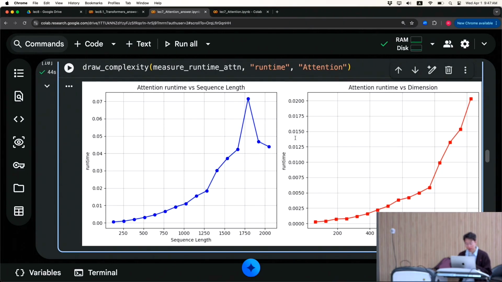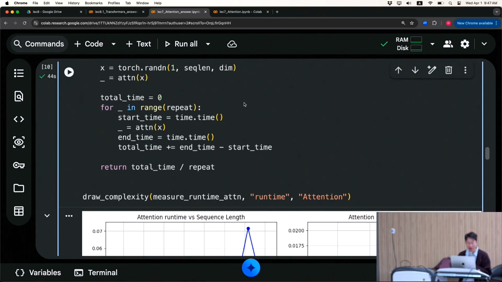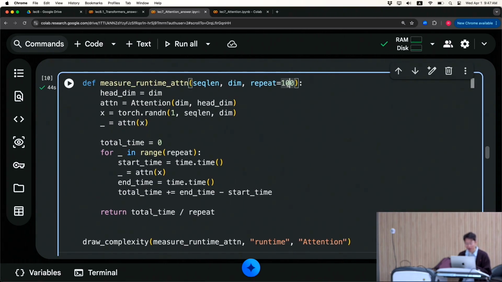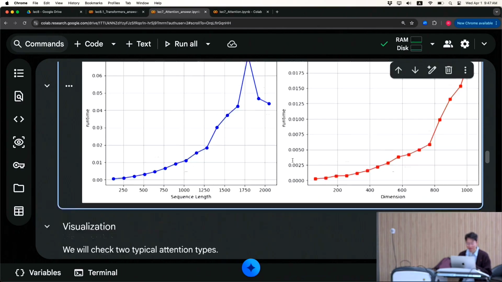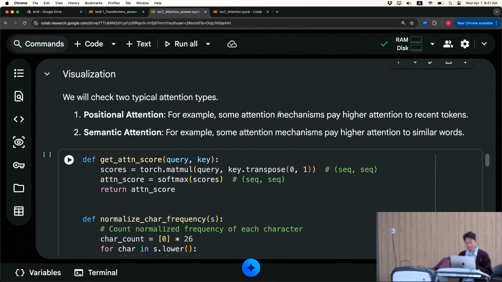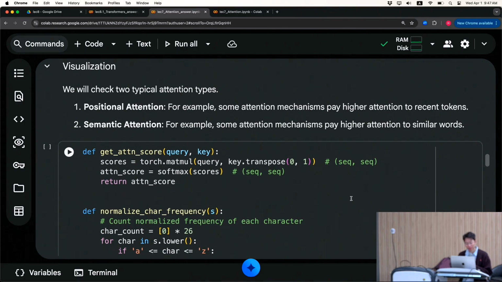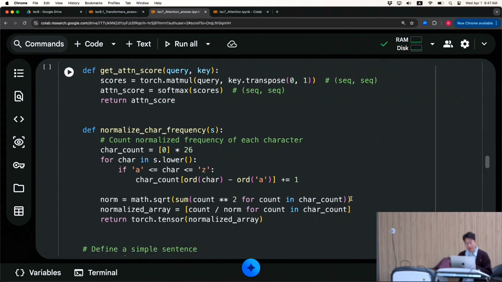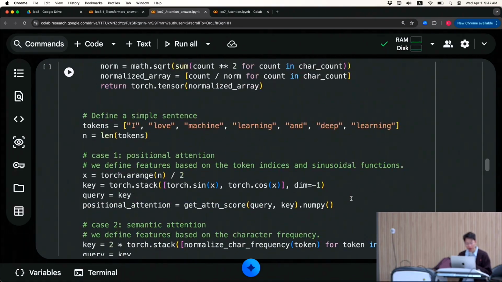Okay. I don't know where this peak came from, but it looks quadratic to me, except this one. So if you're not happy with this result, try to increase this to 1,000 or 10,000. Okay, so let's try to build some intuition on these attention maps. So we have some helper functions.